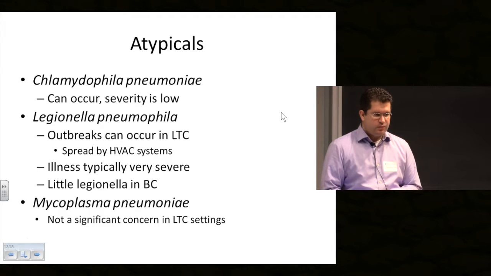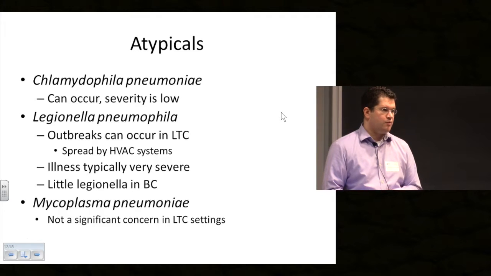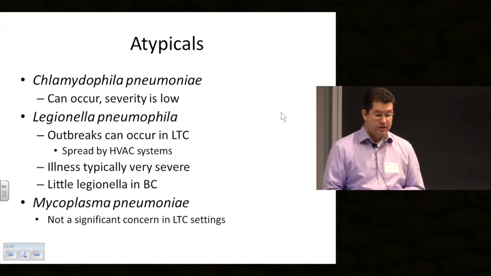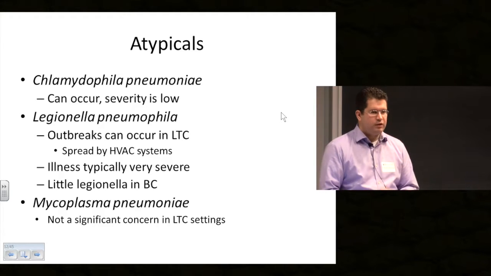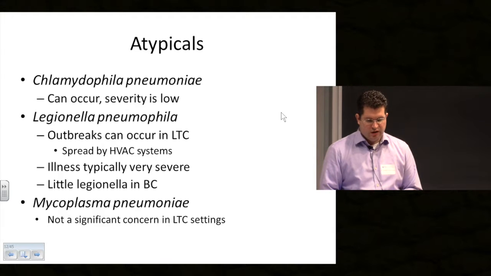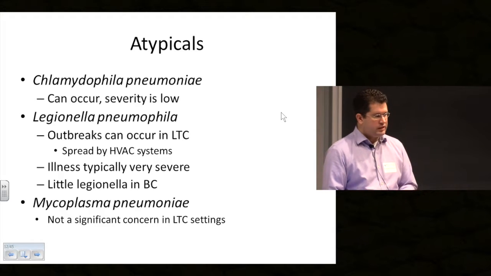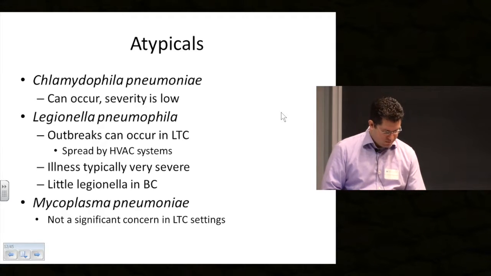That can still happen in institutions, and it still does happen. The illness is typically very severe with a high mortality rate in people with significant comorbidities. Thankfully, there's little Legionella in BC. Not no Legionella, but little Legionella, unlike other parts of North America. So it's possible, but unlikely that we're going to see significant amounts of this in our long-term care facilities. Mycoplasma pneumonia isn't really a significant concern in long-term care either.